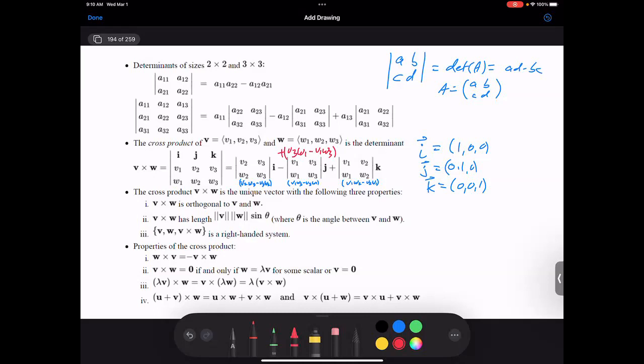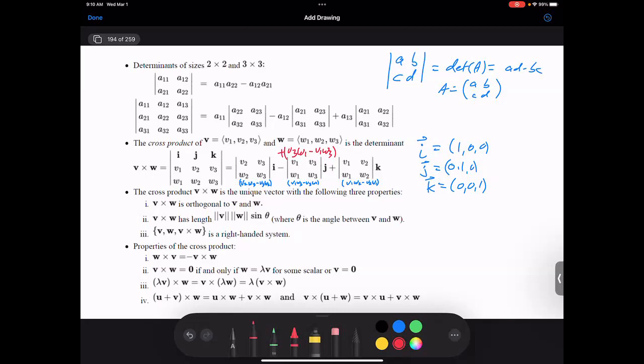Now, it turns out the cross product has a lot of nice properties. One is that v cross w is orthogonal, or perpendicular, to v and w. We can see this by just taking the dot product and doing the calculation. That's just rolling up your sleeves and doing the algebra. It's not necessarily illuminating, but we can do that calculation. The next one is a little bit more interesting. v cross w has length of v, length of w, sine of theta.